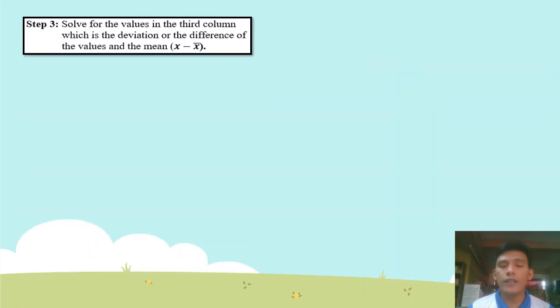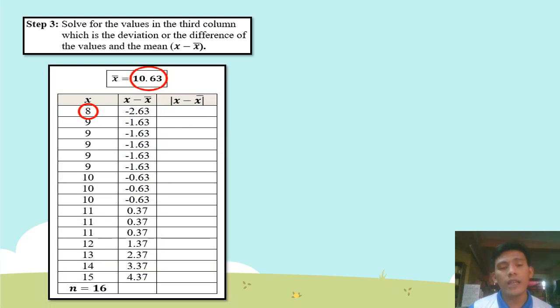Step 3, solve for the values in the third column, which is the deviation, or the difference of the values and the mean. We subtract the values: x minus the mean. Simply 8 minus the mean turns to a negative 2.63. 9 minus 10.63 is negative 1.63. Same, same, same, same. 10 minus 10.63 is negative 0.63. Same. 11 minus 10.63 is 0.37. The three 11s have the same answers.